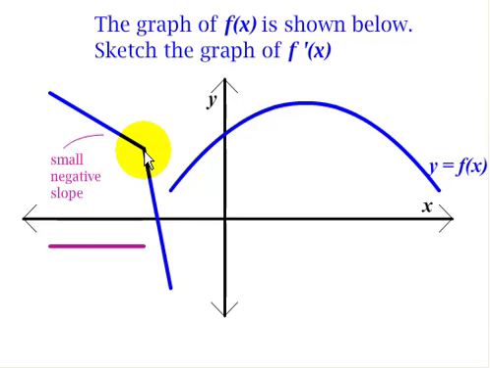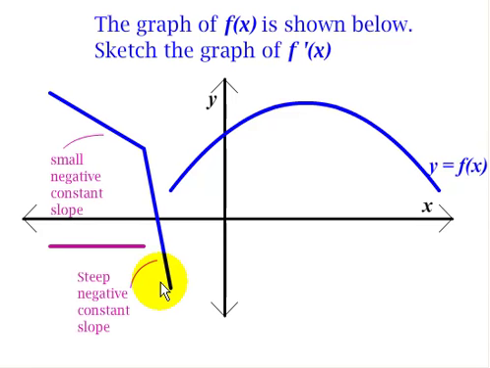Now we still have a negative slope, but very steep. So in particular, I can take my graph and realize I'm going to have a line segment that's going to be very far below the x-axis, over here.